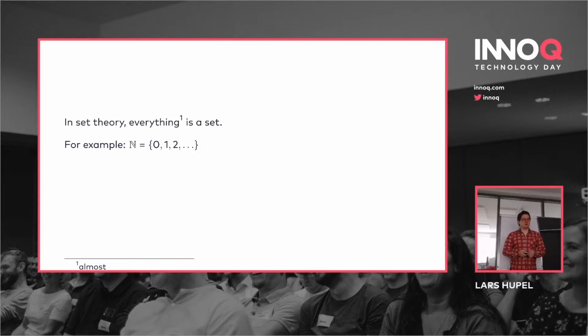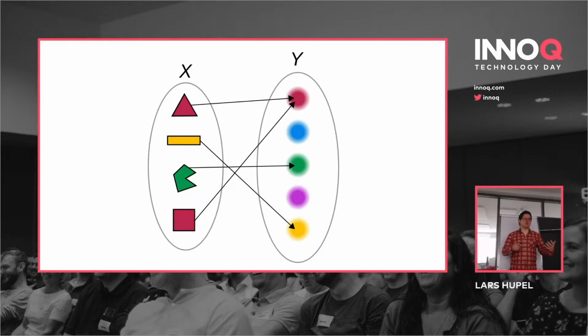And it turns out that not only simple objects like numbers can be collected in a set, but you can also talk about sets of functions. So let's consider this function here. We have a set x and a set y, and the function maps items from the set x to the set y. So in this specific example, we would have a function that maps shapes to the color of those shapes. So we have a red triangle, and that red triangle is mapped to the color red because it's red. Or we would have the yellow rectangle, and it's mapped to the color yellow, and so on.